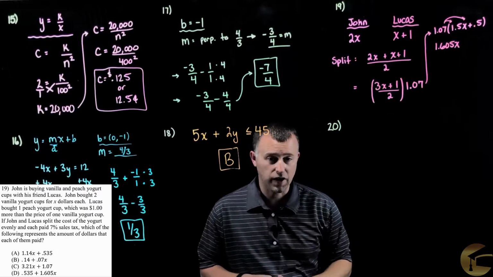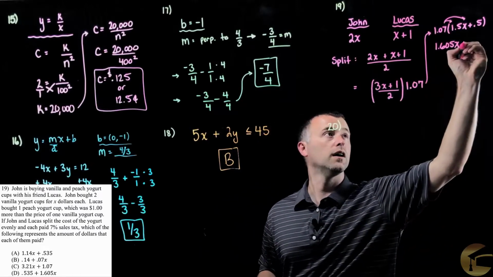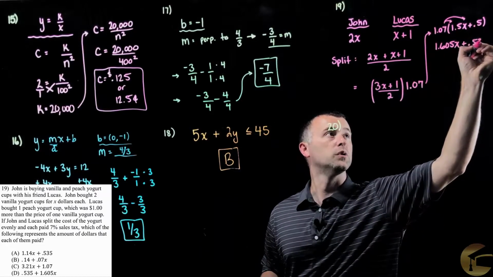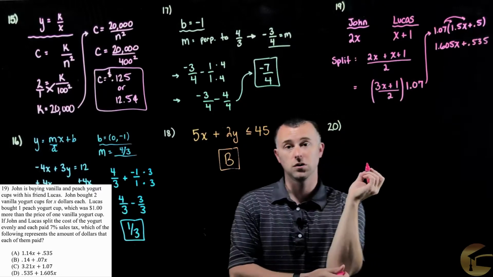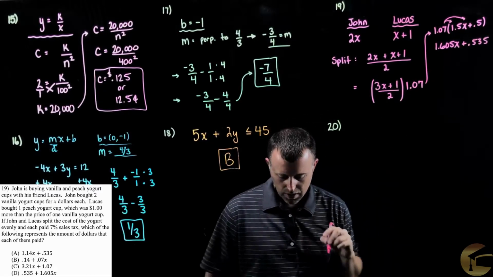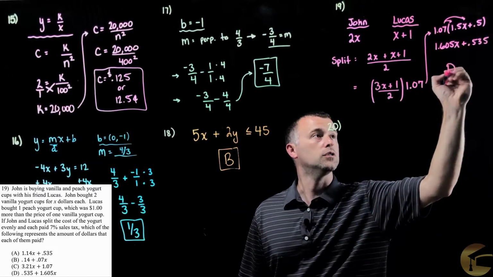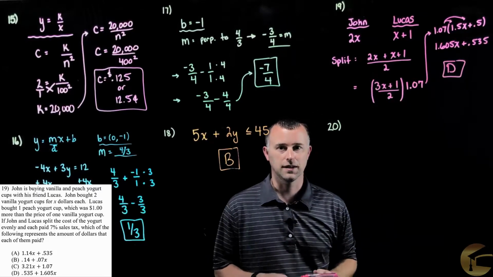And notice the 0.5 goes up to 0.535. So both of those just went up just a little bit, which is what it should be doing if you're going up 7%. So that's going to be answer choice D, which is your answer for number 19.